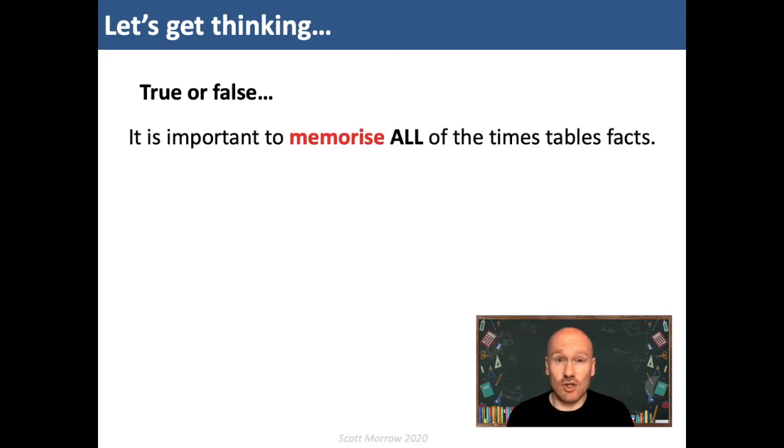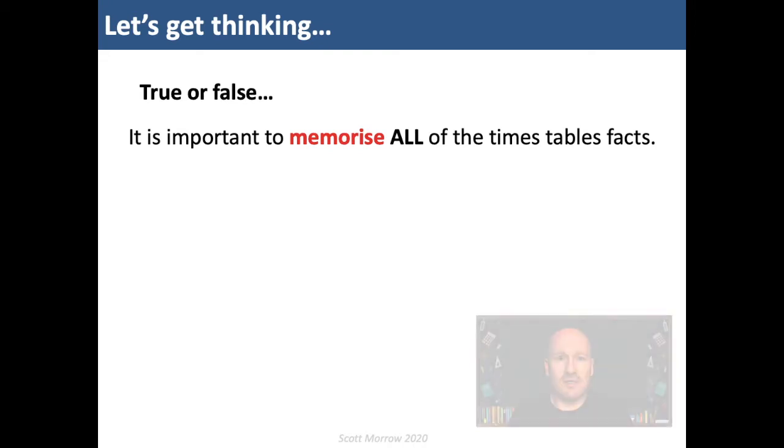To begin with, let's get thinking. I want you to consider the following statement, and I want you to discuss whether you think it's true or false. But remember, I don't want you just to say that's true or that's false. I want you to give reasons. I want you to justify why you think that. So here's the statement. It is important to memorise all of the times tables facts. So pause the video for a couple of minutes and discuss your thoughts with a partner and share those with the class.